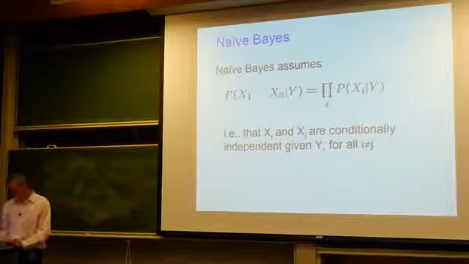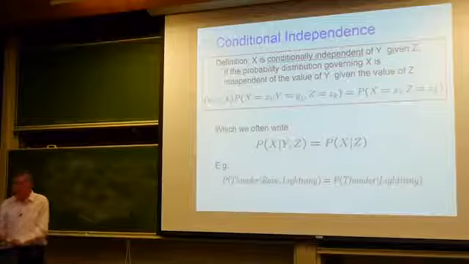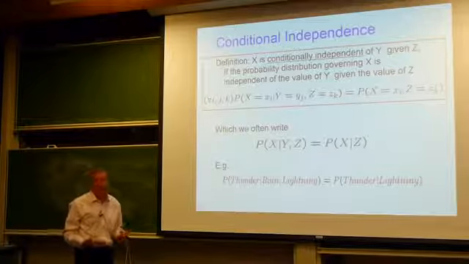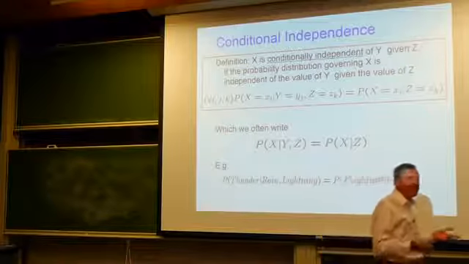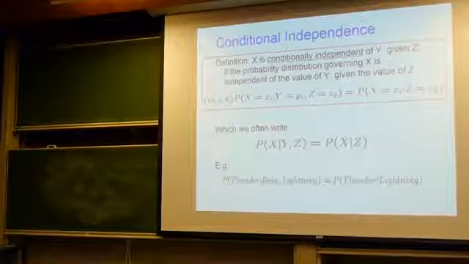In fact, naive Bayes is itself a kind of representative of a whole family of algorithms called Bayesian networks or graphical models.